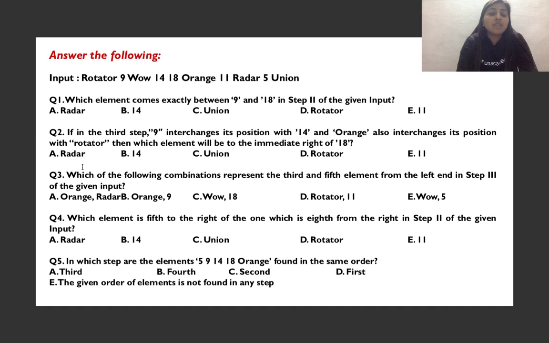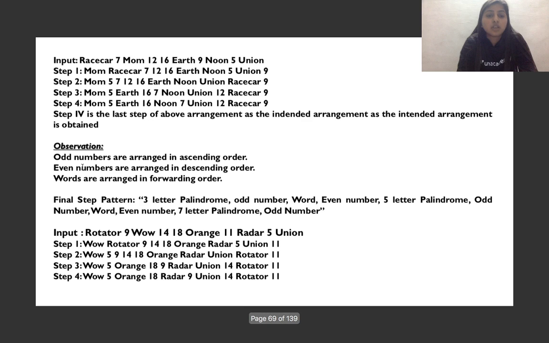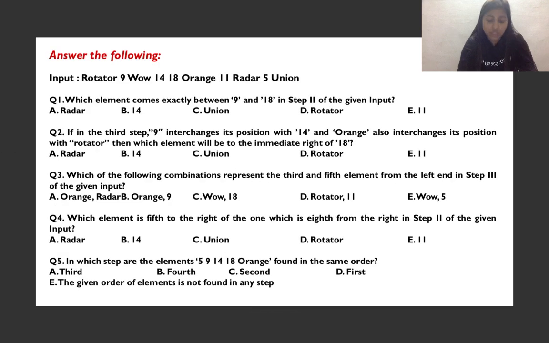Question 5. In which step are the elements 5, 9, 14, 18 orange found in the same order? 5, 9, 14, 18 orange in step 2. So answer is second, option C. Right? So with that we are done.